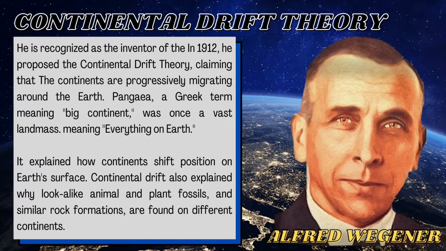Alfred Wegener is recognized as the inventor in 1912. He proposed the continental drift theory, claiming that the continents are progressively migrating around the Earth. Pangaea, a Greek term meaning big continent, was once a vast landmass, meaning everything on Earth. It explained how continents shift position on Earth's surface. Continental drift also explained why look-alike animal and plant fossils and similar rock formations are found on different continents.